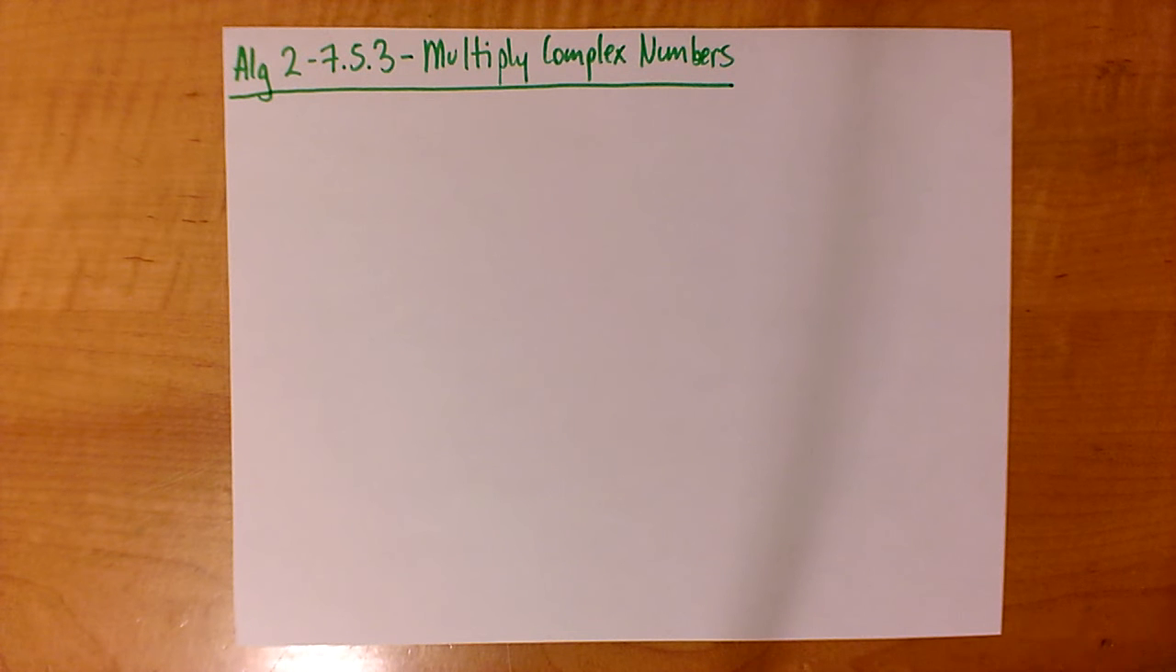Hello, Algebra 2. This is section 753, which is multiplying complex numbers. So we're multiplying numbers that include imaginary parts. By the end of this, you should be able to do that and simplify your answers.